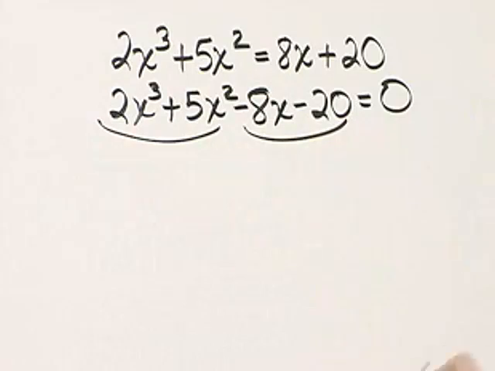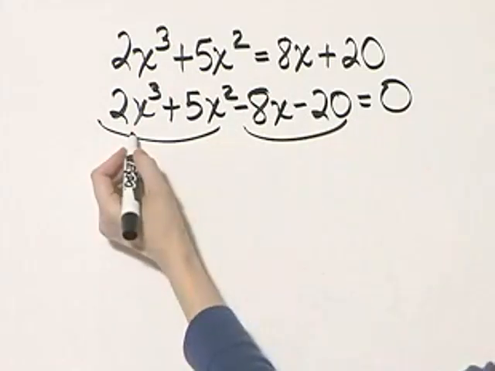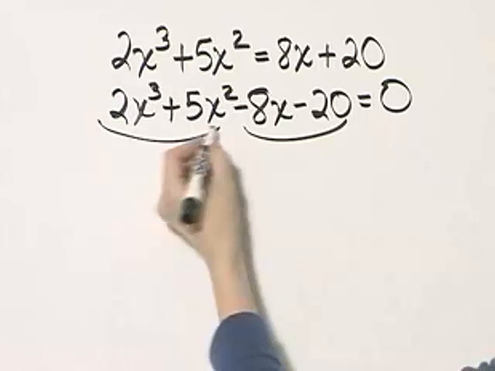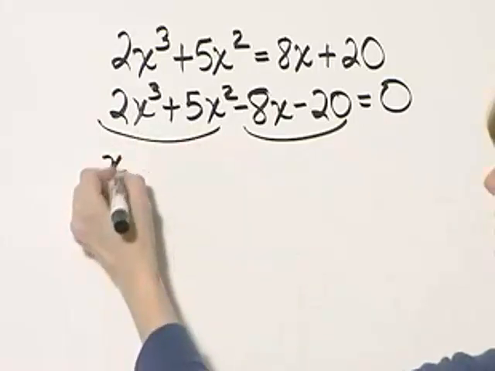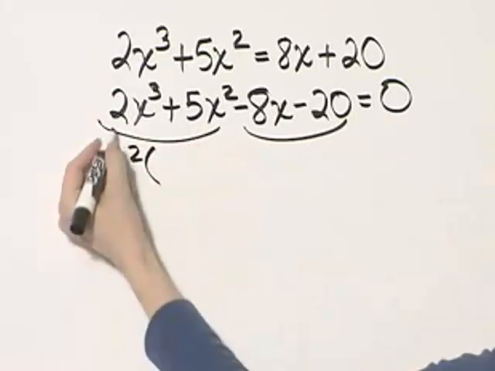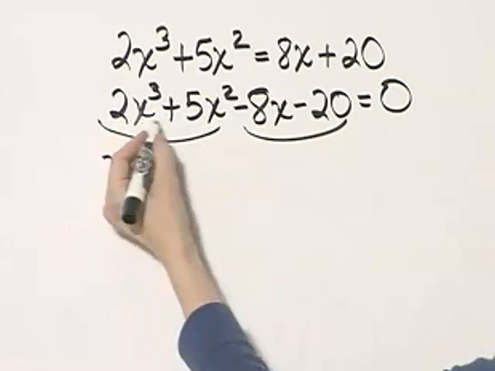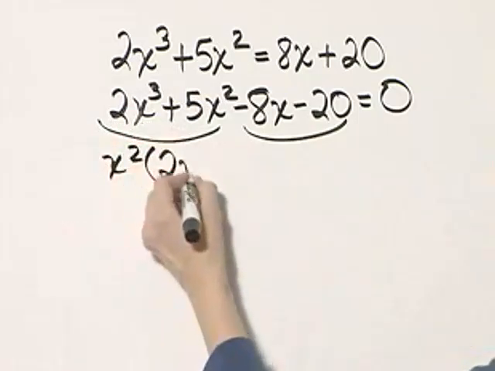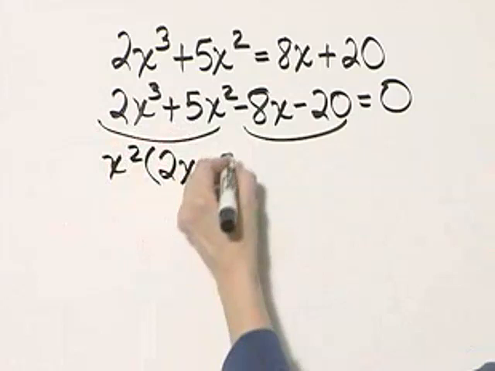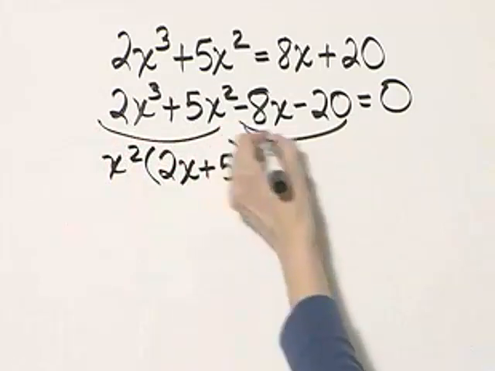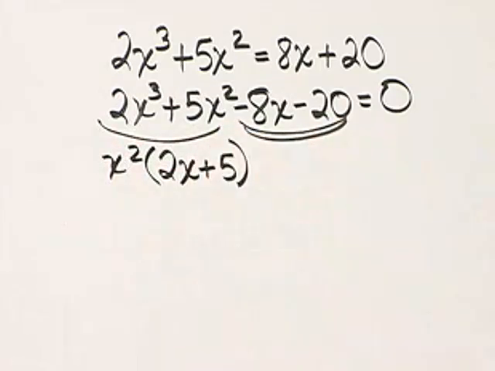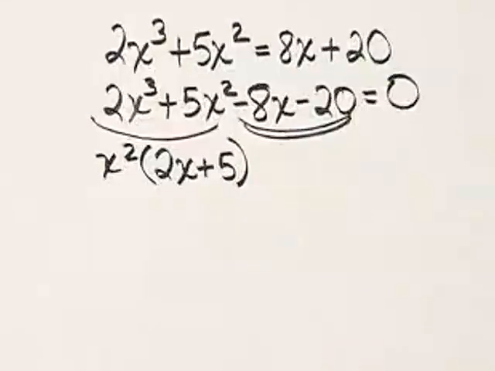Let's look at the first set of 2 terms, and notice there's a common factor here of x squared. So if I factor out an x squared, I'm left with 2x plus 5. And now let's look at the second set of 2 terms. What is common to those 2 terms? Well, there's a common factor of 4.